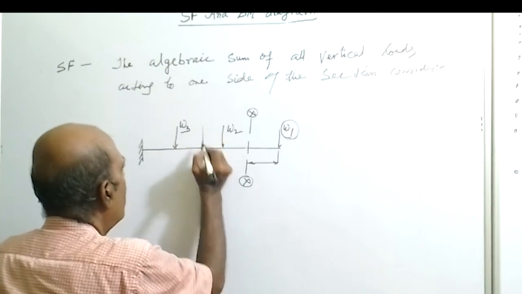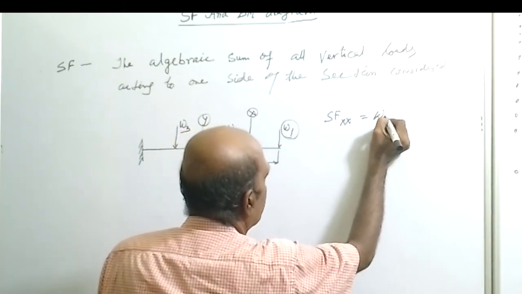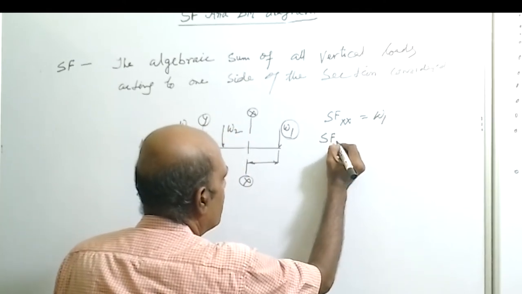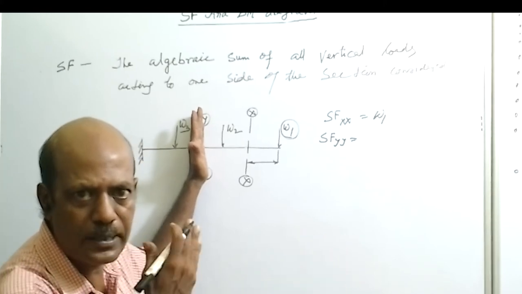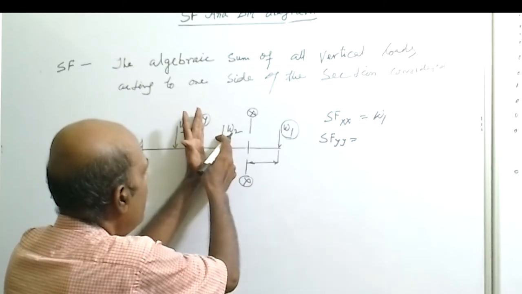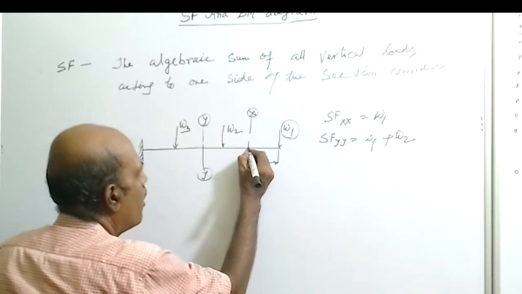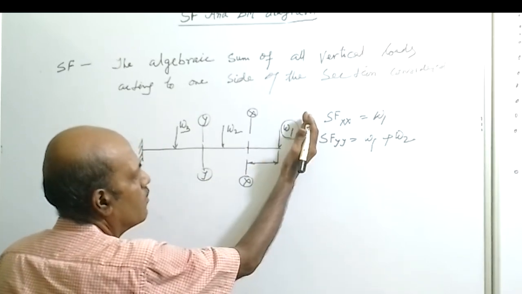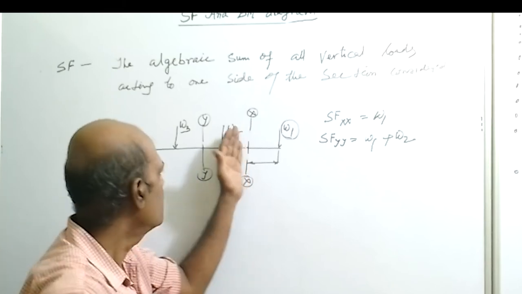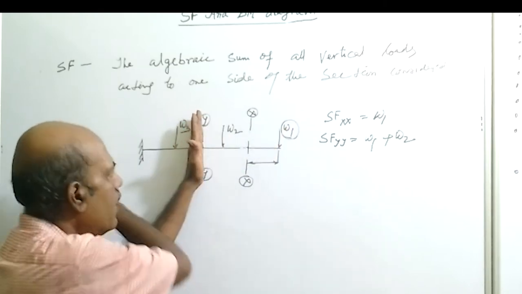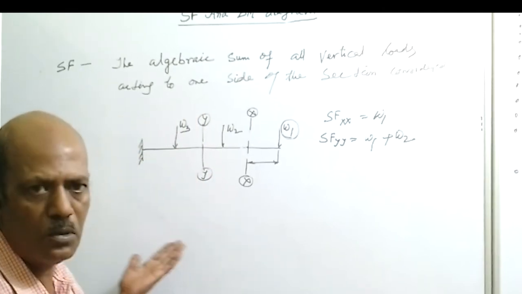If we consider another section, say YY section, we can write the shear force at XX is only W1. And if we check the shear force at section YY, the algebraic sum of vertical loads acting to the right of YY section is W1 and W2. So we can write W1 plus W2, this is the algebraic sum. For any section, if we calculate the shear force from the right side or from the left side, the shear force will be the same at the same section. Similarly, if we take YY section, the shear force from the right side or the left side will be the same.